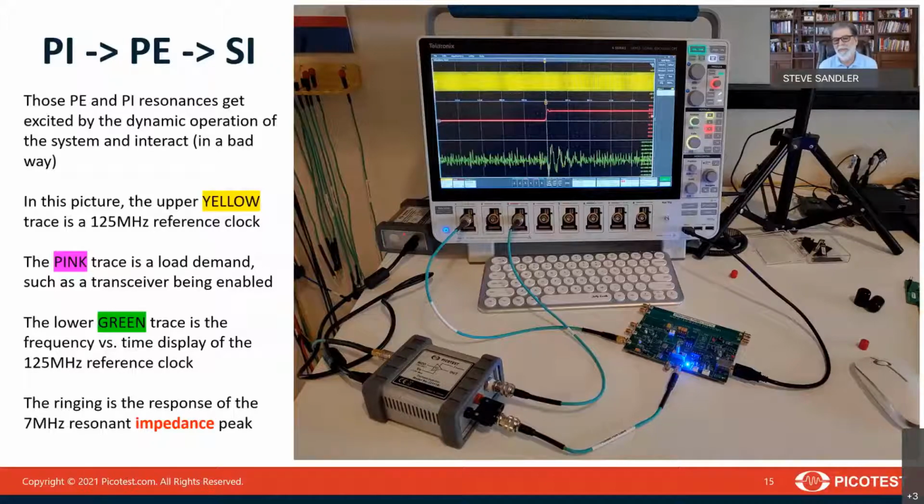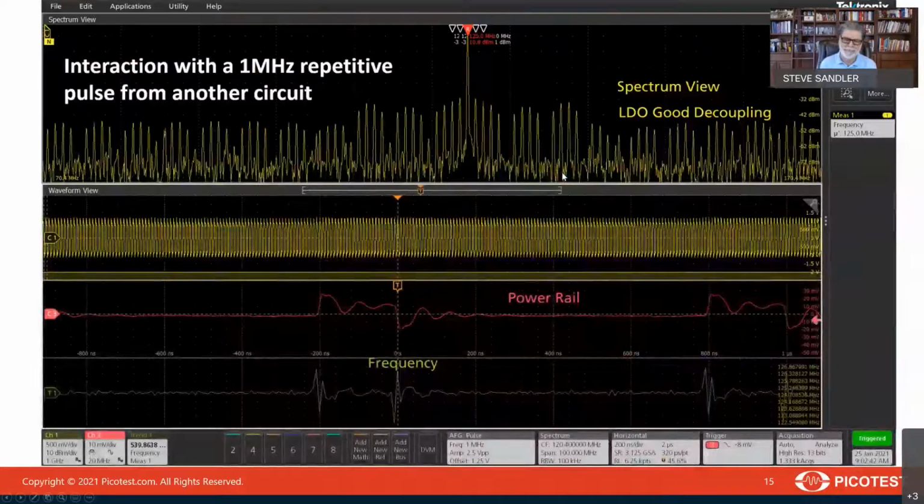And because that resonance is high Q, you can see the ringing that shows up in the frequency as it settles out. And of course, during this transition, we have poor signal integrity because the clock oscillator is jittering. And if you could look at the distance between these peaks, we could measure the frequency of that ringing, and it would be around 7 megahertz, which is the high frequency peak in our board.